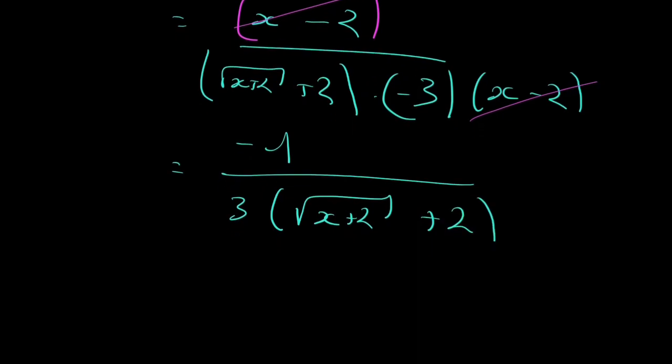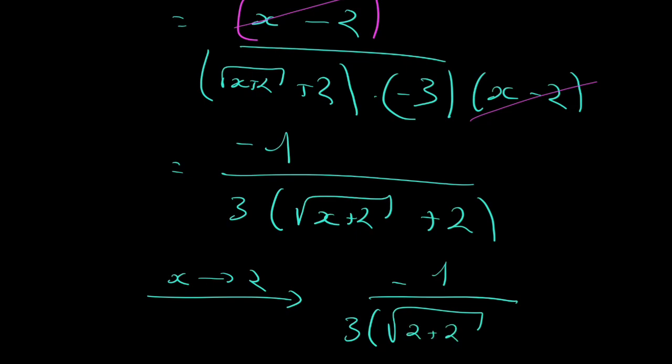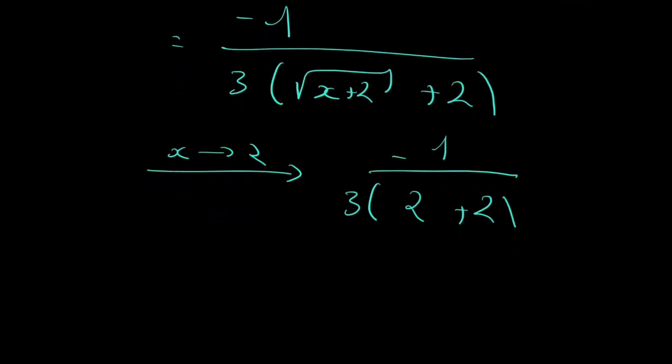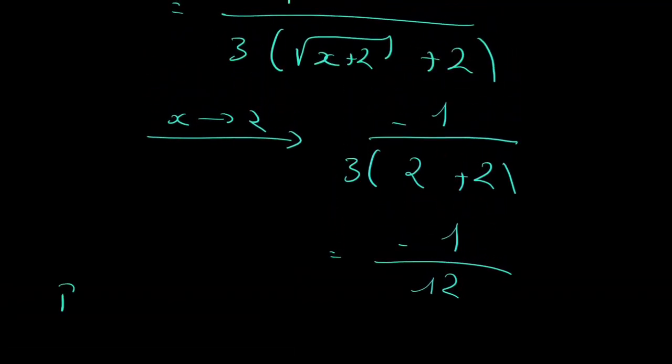And this is very interesting because this thing has an easy limit when x tends to 2. When x tends to 2, this tends to 1 over minus 3 times square root of 2 plus 2 plus 2, that is easily square root of 4, which is 2, plus 2. And we've got this thing equal to 1 over minus 3 times 4, that is minus 12. And we can conclude by saying that B is equal to minus 1 over 12.